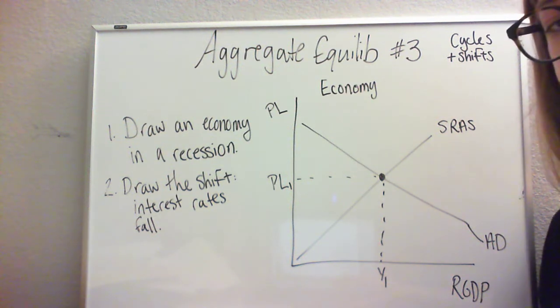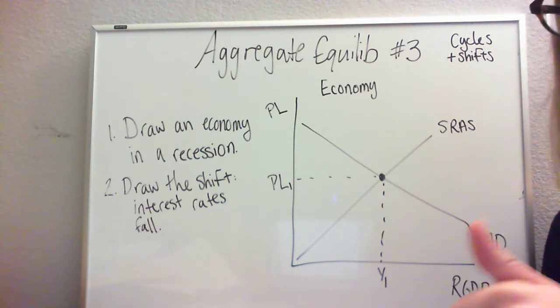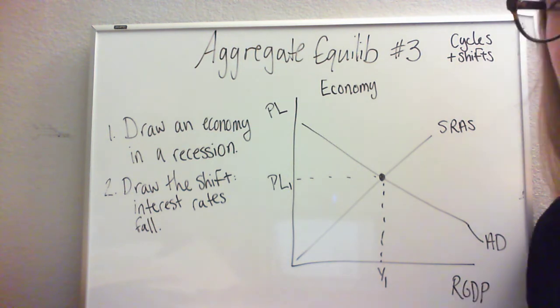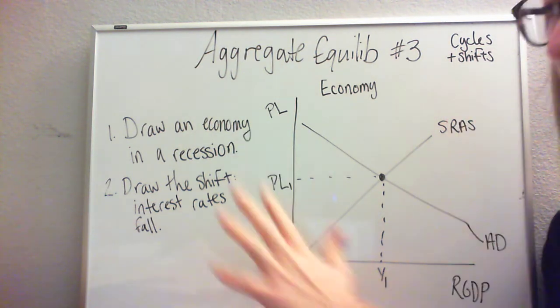Okay, so we learned in the first two videos this week how to do shifts with short-run aggregate supply and aggregate demand and find the equilibrium points. And then we also learned about how to show the business cycle by placing long-run aggregate supply. So now we're going to do both of those things together. Okay, so go ahead and pause the video and write all of this in your notebook.